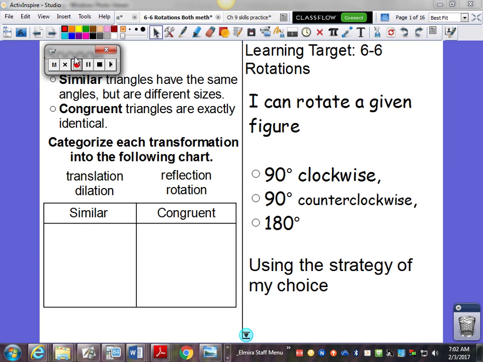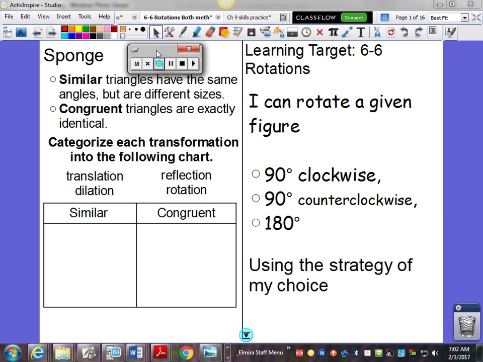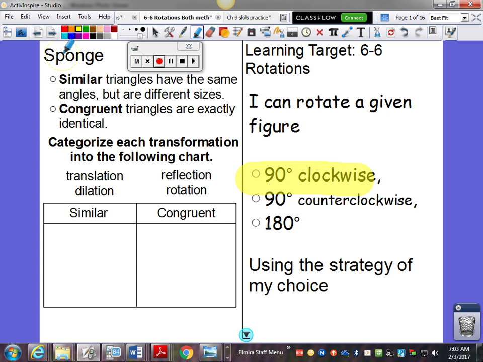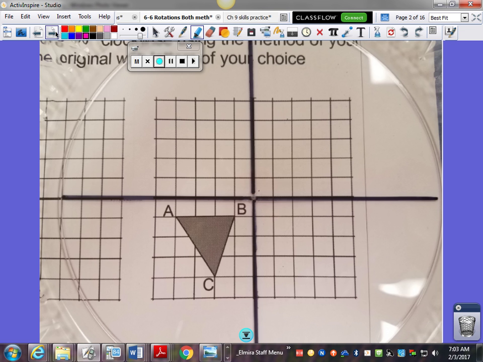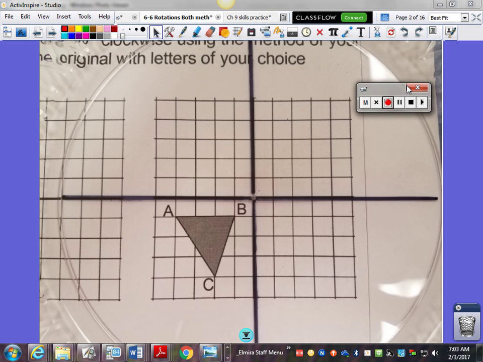Hi guys, today we are going to do rotations, and rotations are probably the most tricky of our transformations. We're going to do three kinds: 90 degrees clockwise, 90 degrees counterclockwise, and 180. Okay, and I'm going to give you three different strategies to use, and let's get started.